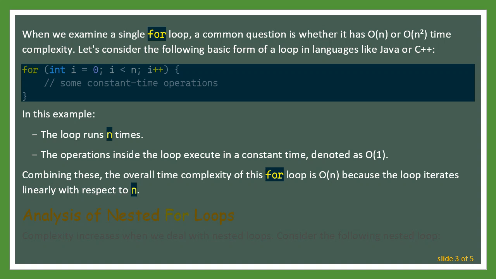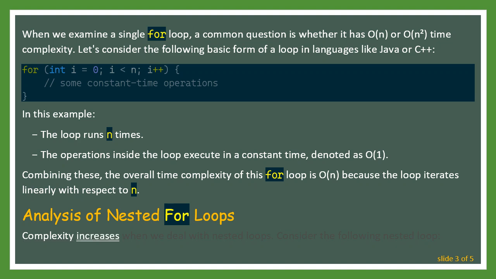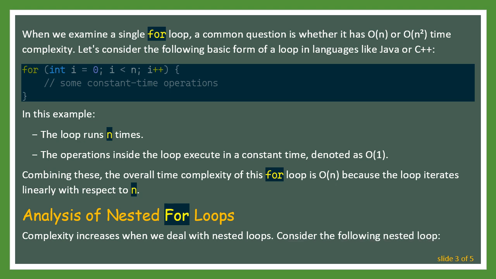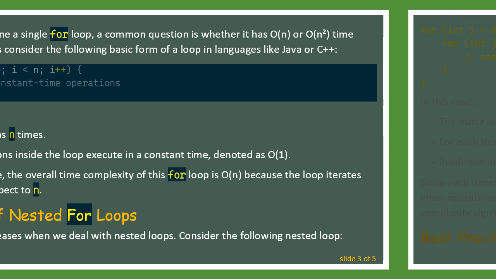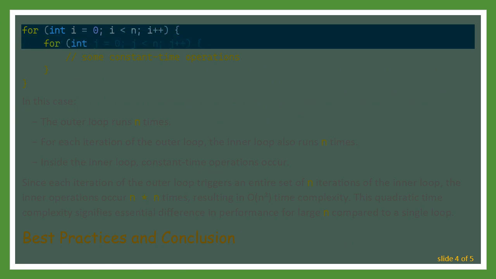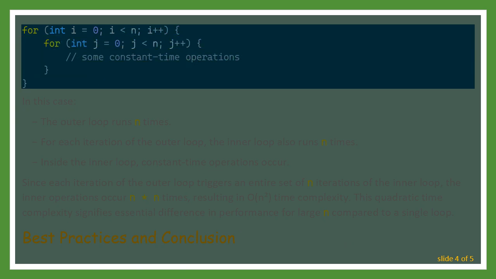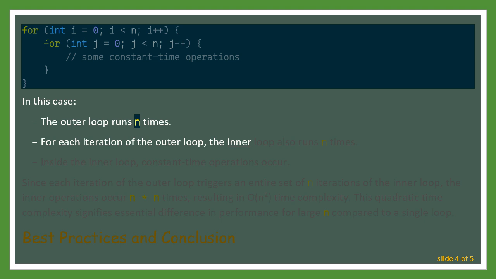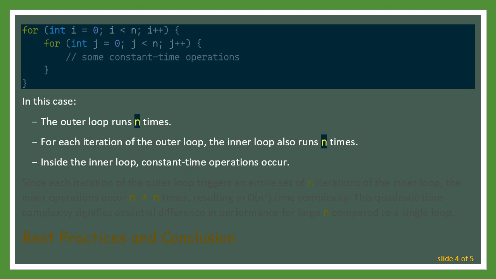Analysis of nested for loops. Complexity increases when we deal with nested loops. Consider the following nested loop. In this case, the outer loop runs n times. For each iteration of the outer loop, the inner loop also runs n times. Inside the inner loop, constant time operations occur.